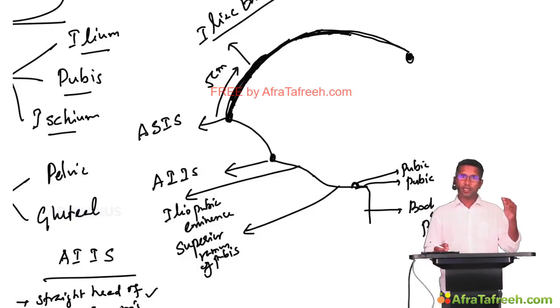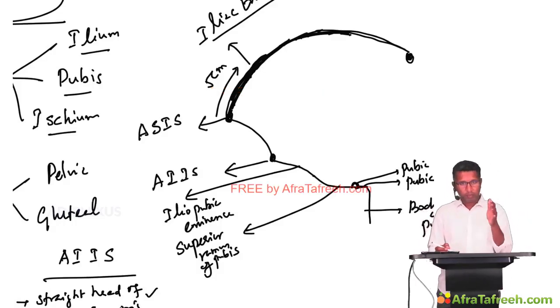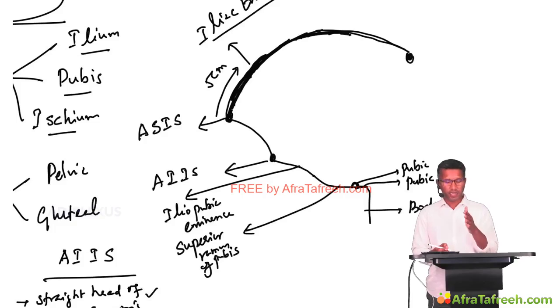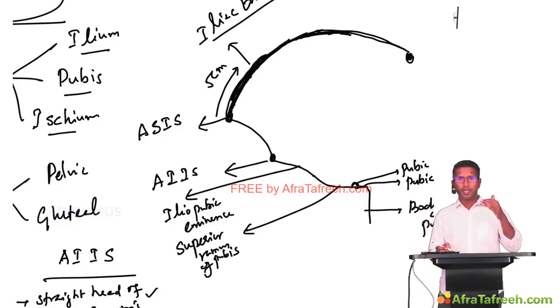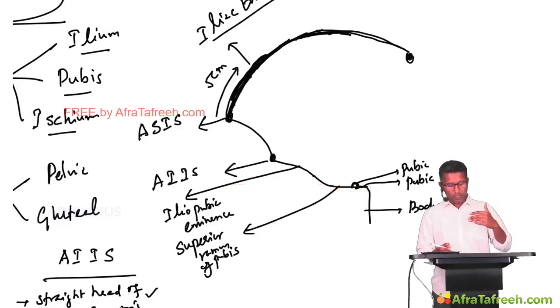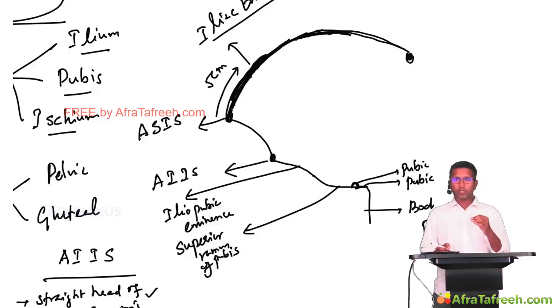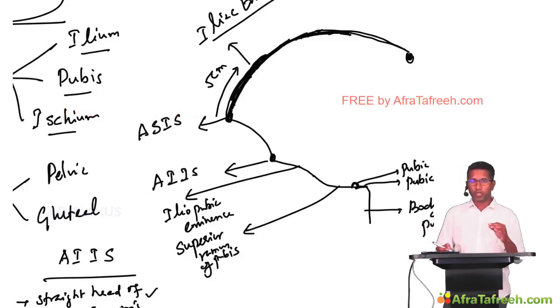So we are tracing the ilium. The ilium starts from the anterior superior iliac spine, then it becomes the anterior inferior iliac spine, then an elevation is seen, called the iliopubic eminence, which continues as the superior ramus of the pubis. In the superior ramus of the pubis, you can see a tubercle called the pubic tubercle.